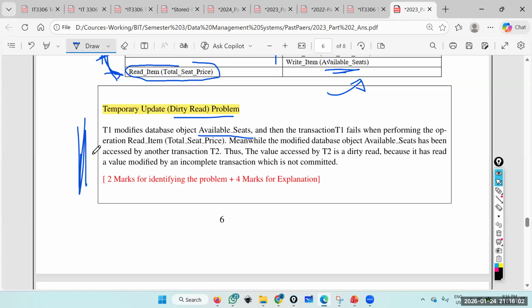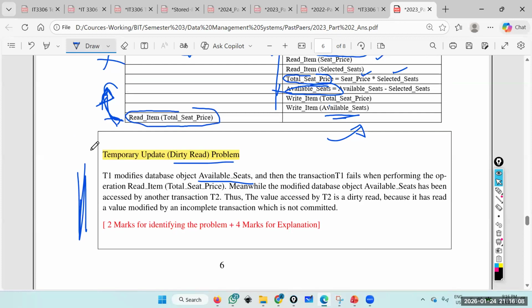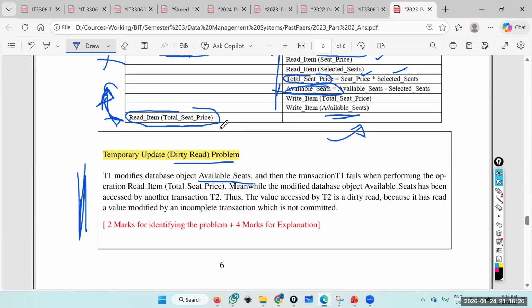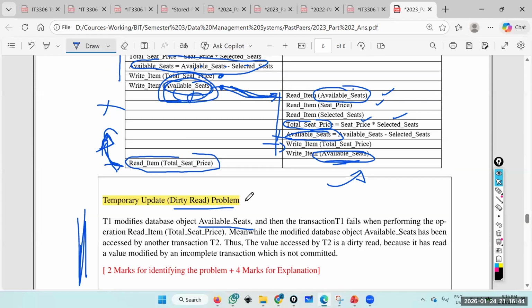Right. So you should be able to explain it. Okay, perfectly. You should be able to explain it. But make sure you only explain the point, right? You can't say there's an issue with total seat price, right? Yes, total seat price is ultimately affected, but the real issue is reading these available seats, which is already dirty. Okay. And you use that to calculate available seats. Okay. I think this one is perfectly okay. Total seat price is not the issue, right? The issue is available seats.